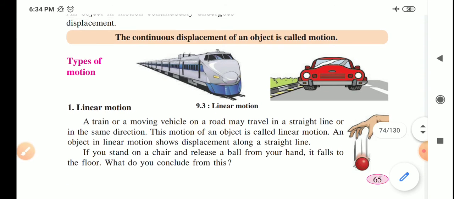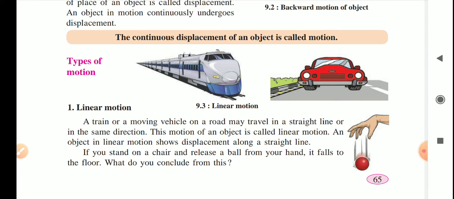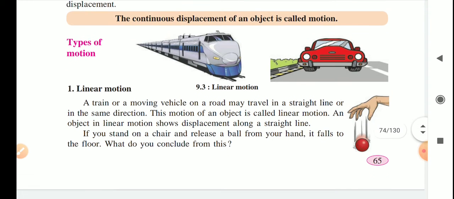So here one question is asked: if you stand on a chair and release a ball from your hand, it falls to the floor. What do you conclude from this? So the ball moves towards the floor because of the gravitational force of the earth. Okay, that is the reason behind the downward motion of that ball.